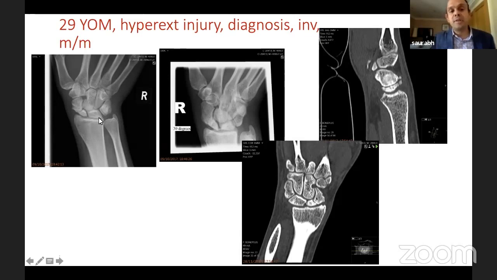No perilunate injuries. But see, the important thing here is it's a small fragment. Proximal poles are quite small. And if you see another view, it looks even more funny. So in a proximal pole, unless it's a big proximal pole, I'll ask for a CT scan. So in a CT scan, you can see.